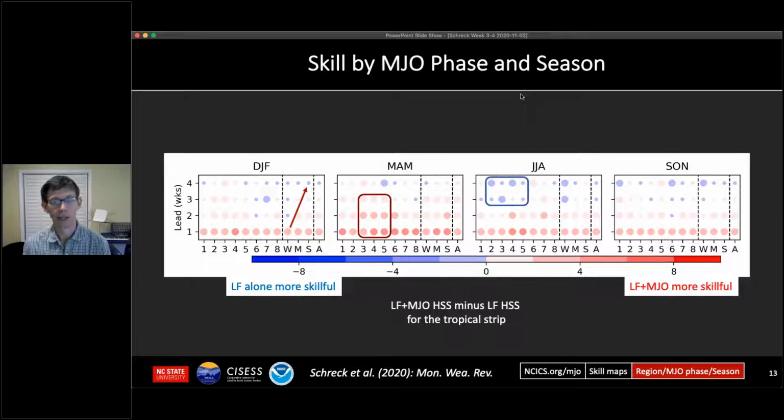During the summer, the MJO is actually not very useful. So the MJO actually decreases your skill in weeks 3 and 4, especially in some of the earlier phases.